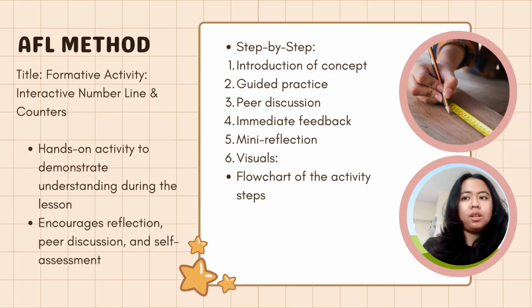Third is peer discussion. Students will pair up and explain their solution to a peer, promoting articulation of their reasoning. And I will ask the questions: where did you start on the number line? What did you do next? Fourth is immediate feedback. As students work, I will provide verbal prompts and corrective feedback. For example, if a student miscounts, I will guide them to count and discuss where the error occurred, ensuring understanding rather than simply giving the correct answer.